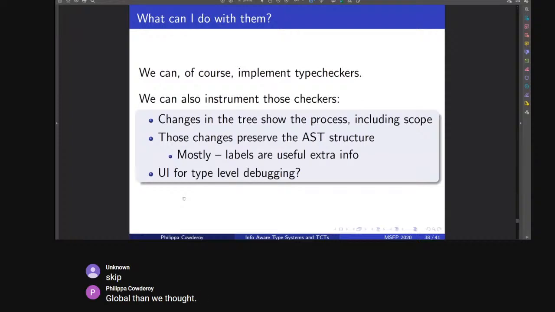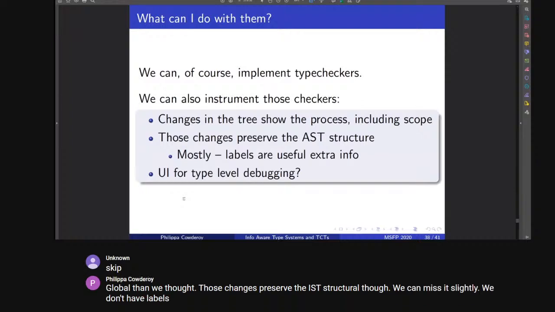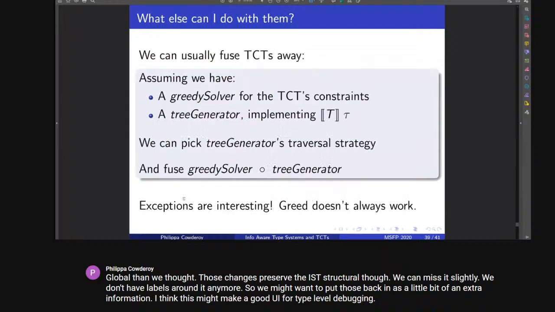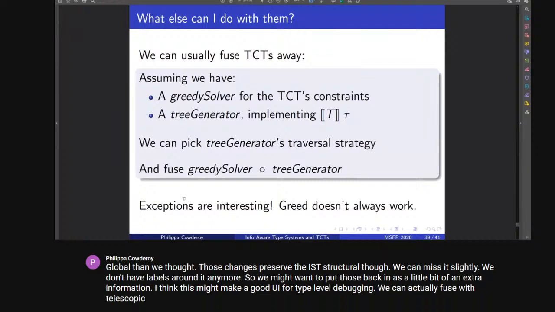Those changes preserve the AST structure, although we can miss it slightly. We don't have labels around it anymore. So we might want to put those back in as a little bit of extra information. I think this might make a good UI for type level debugging. We can actually fuse the telescopic constraint tree away a lot of the time.